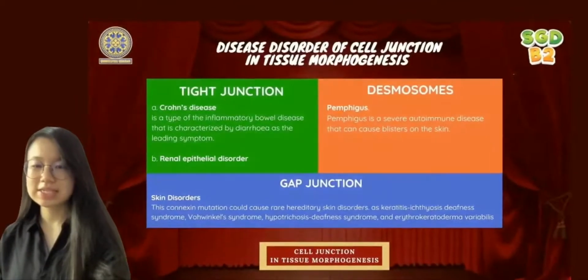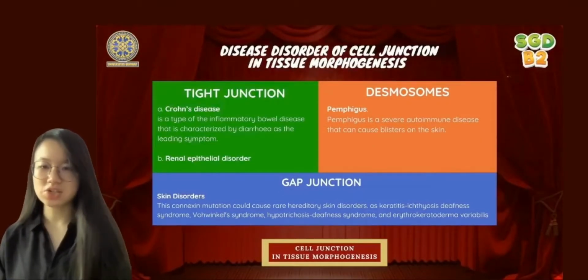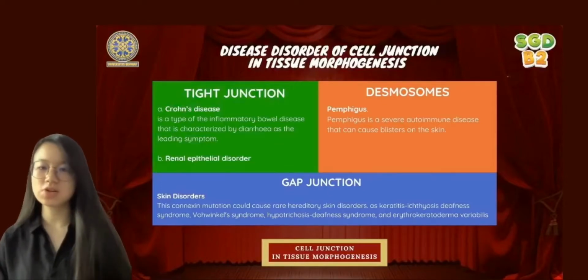Now, I'll talk about disease disorder of cell junction in tissue morphogenesis. First, on tight junction. Dysfunction of tight junctions functions can result in various pathological conditions like Crohn's disease and renal epithelial disorder. A. Crohn's disease.